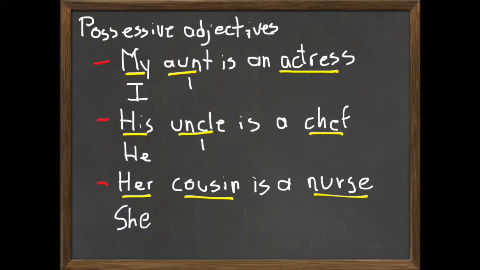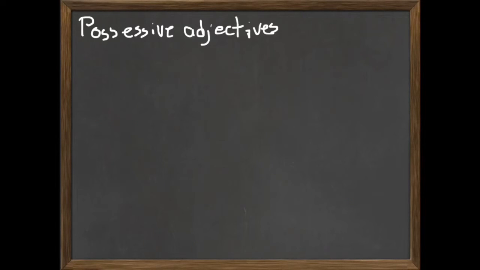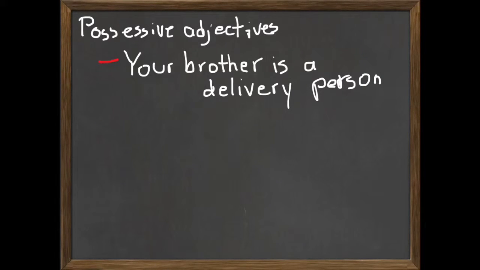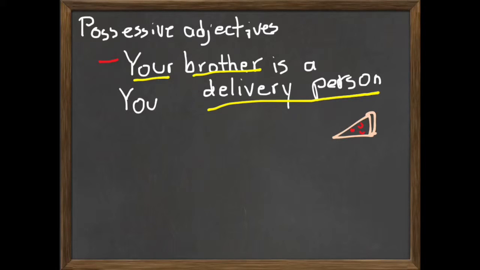Now let's go to another example. Your brother is a delivery person. Here, your is the possessive adjective for you. Brother, we know who that is. And a delivery person, well, it's a person who works by delivering things like pizza or mail.